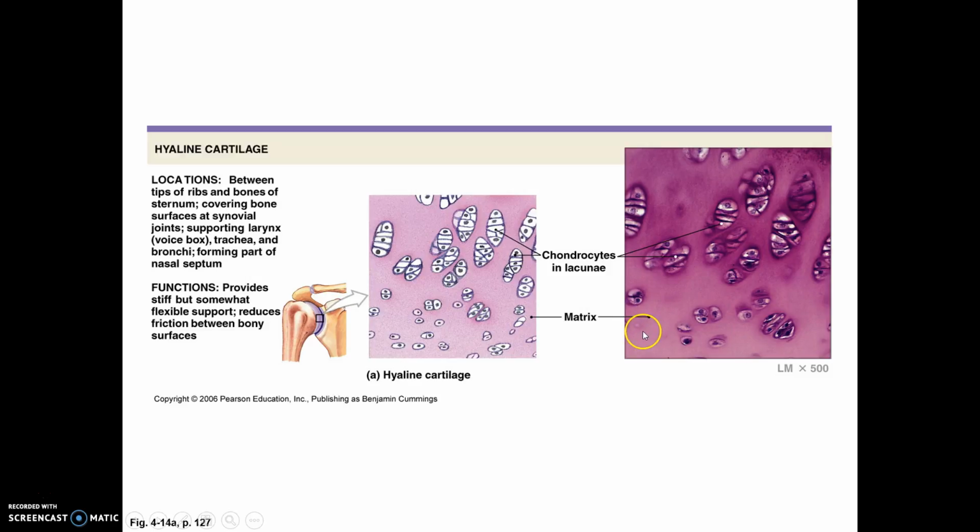We tend to find these at the ends of our long bones and in certain portions of our body that need a good, flexible but strong structure, such as the rings in our trachea, our larynx, and the lowest portion of our nose, the nasal septum. At one time, all of our bones actually started out as this hyaline cartilage.